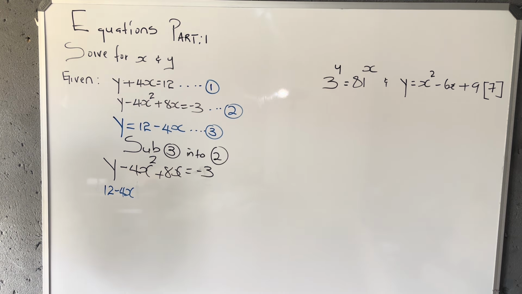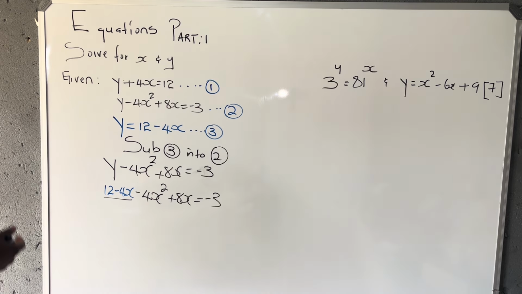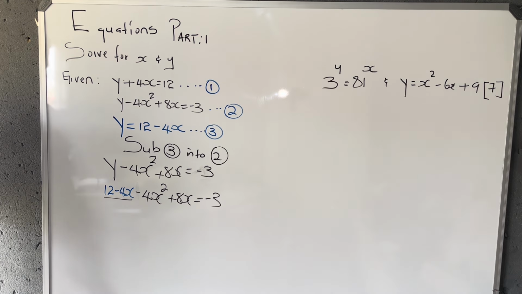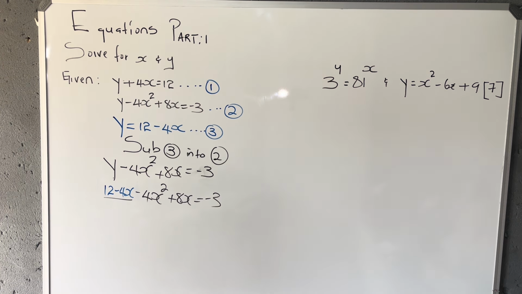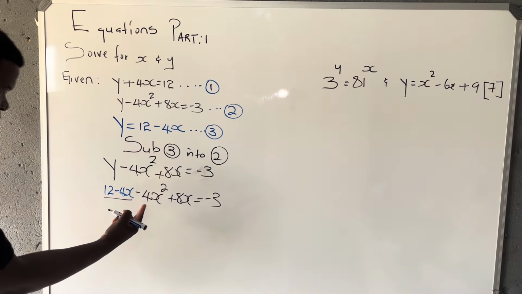Where there was y, now we have 12 minus 4x. So according to this mathematical, now you can just apply algebra. We know that we're doing simultaneous equation, but this is pure algebra, where now we group the like terms if there's any. So now I see that.